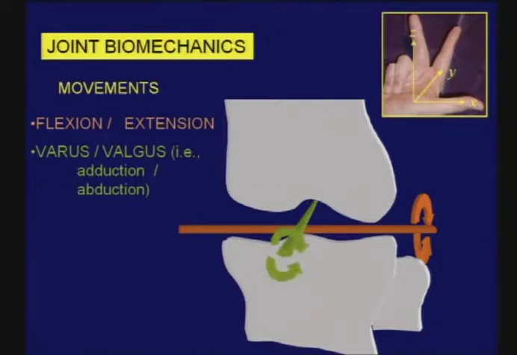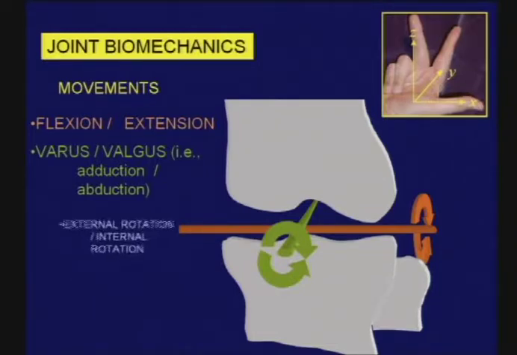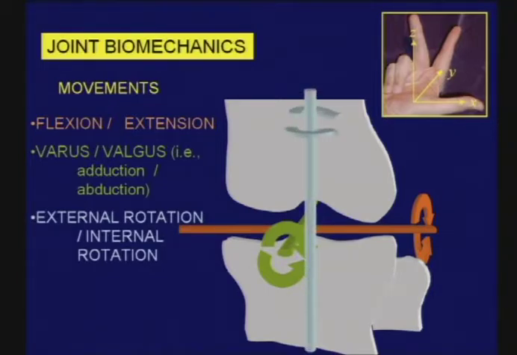The second motion goes by the names of varus or valgus, or adduction and abduction, and this motion takes place on that green axis that runs from the anterior to the posterior aspect of the knee. Movement in this plane, of course, is far less than movement in the orange plane. The third motion that may take place, again limited at the level of the knee, is external rotation and internal rotation. These motions take place on that vertical axis painted blue here.